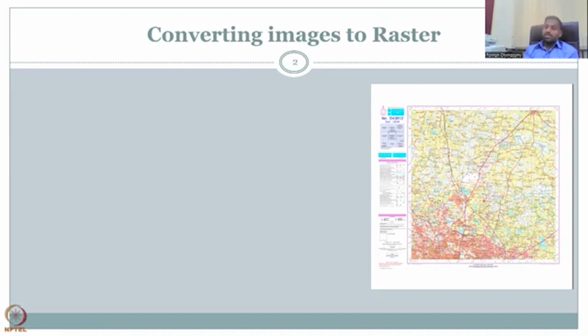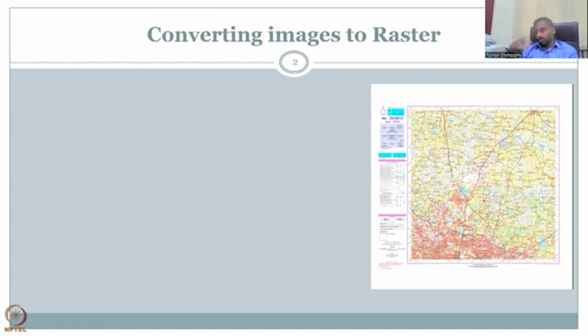All rasters are images, right? It has an image, it has pixels, grids, but not all images become raster data. For raster data, you need to have geospatial location. So I'm stressing on the geospatial location.